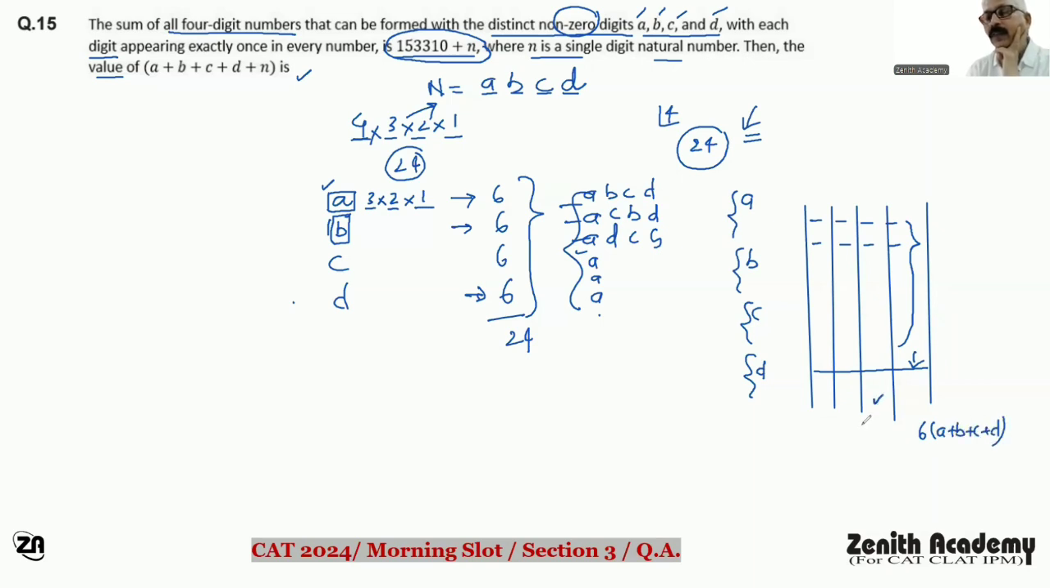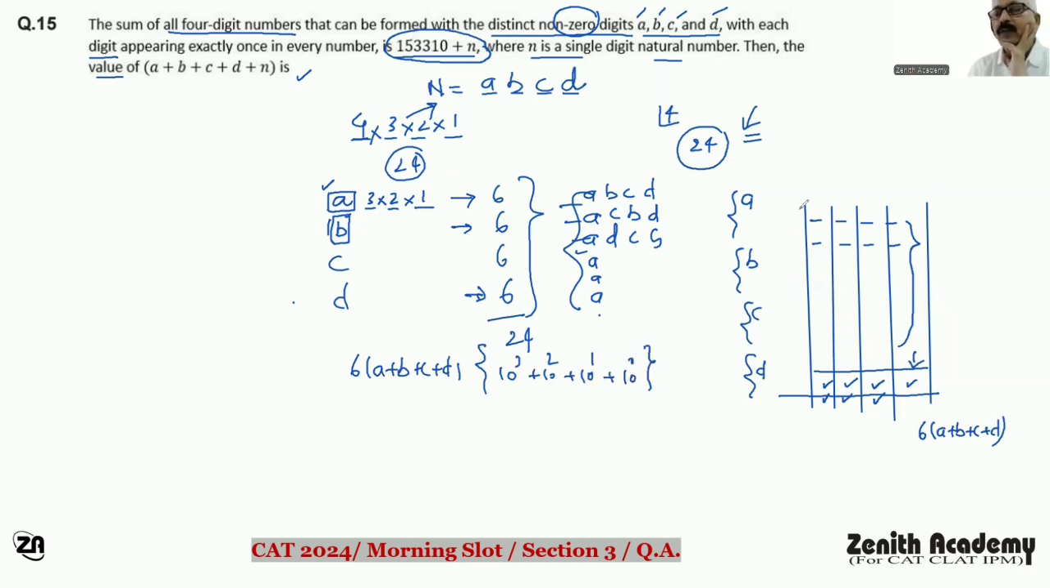Similarly here 6 times A plus B plus C plus D, and 6 times A plus B plus C plus D, correct? So here it is the unit place, it is the tens, it is the hundreds, it is the thousands. Right. So you can take 6 times A plus B plus C plus D, and then thousand, hundred, tens and unit.